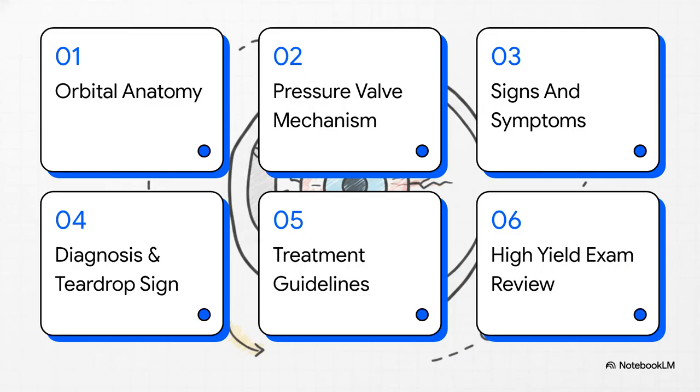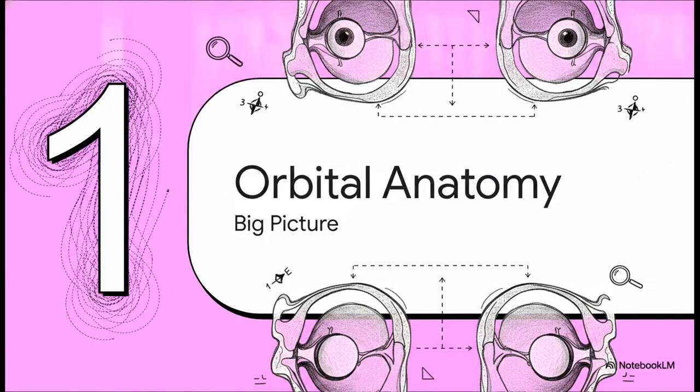Here is our roadmap for today. We'll be hitting big picture orbital anatomy, the pressure valve mechanism, clinical signs and symptoms, diagnosis and the teardrop sign, treatment guidelines, and finally a high-yield exam review. All right, let's dive right into Section 1, Big Picture Orbital Anatomy.